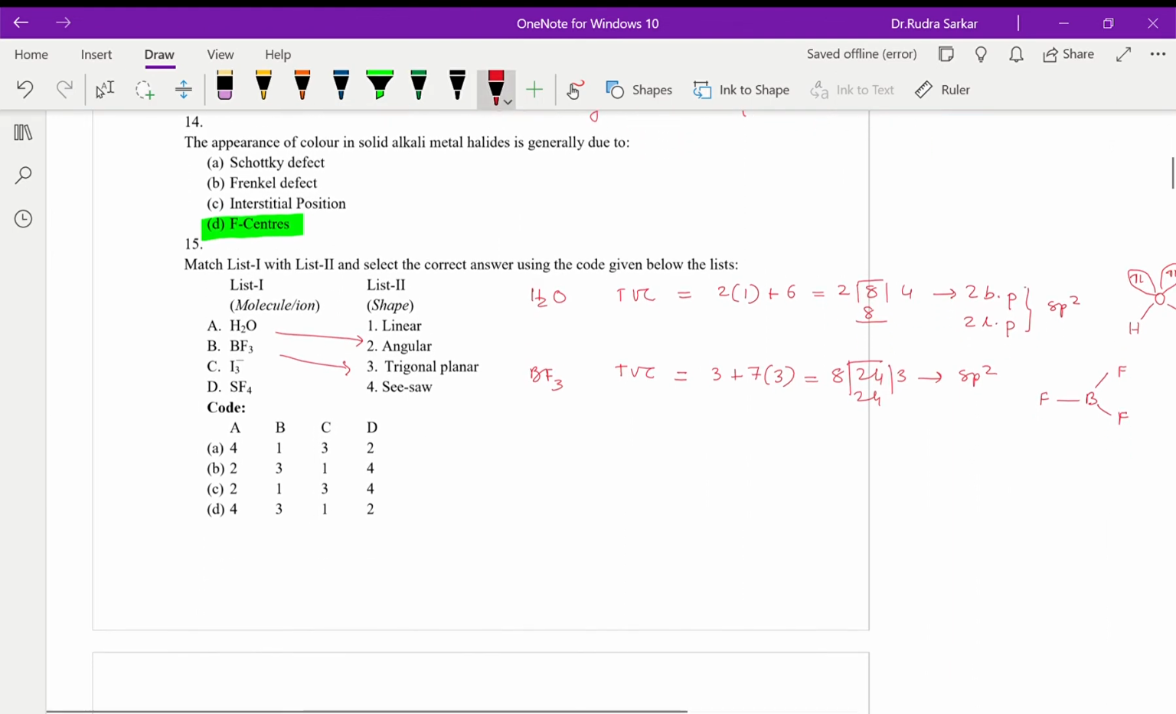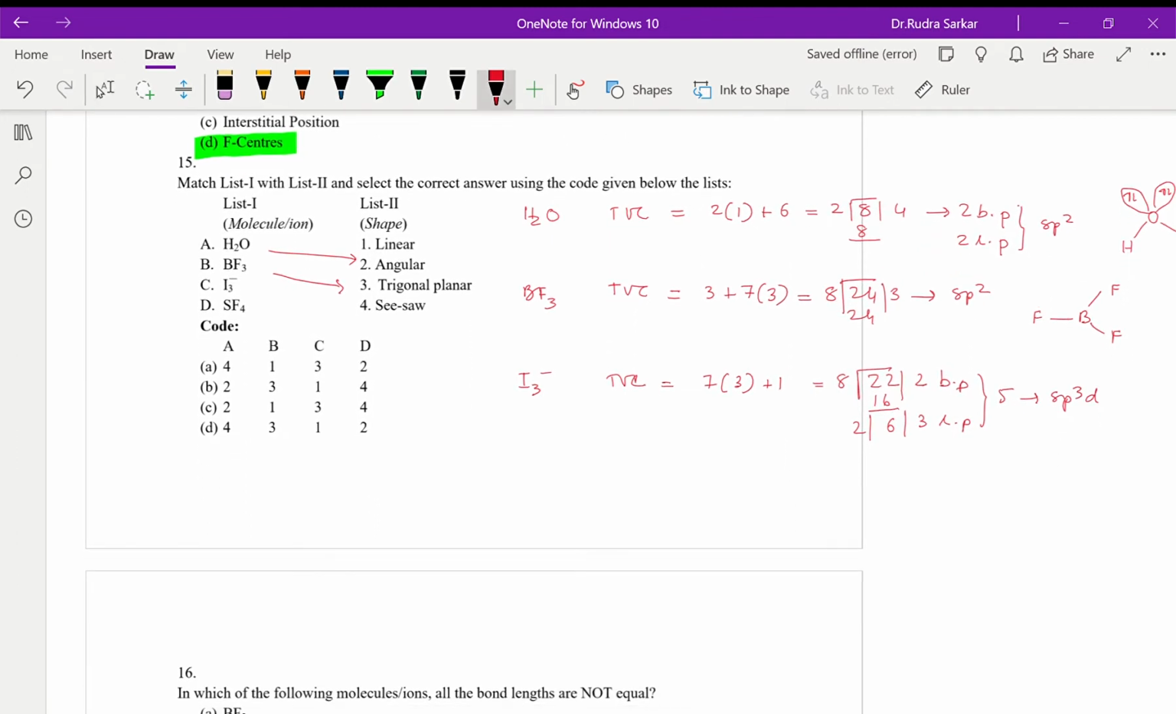What about I3 minus? Let's check. Total valence electron count will be 7 into 3. For the negative charge, we will add 1, and that will give you 22 electrons. The number is greater than 8, so divide by 8. This will go twice. That means 16. Take out 16 from here, leaving 6. The number is less than 8, so divide by 2. So you get 3. This is your bond pair and that is your lone pair. Total electron count is 5. Steric number 5 means sp3d.